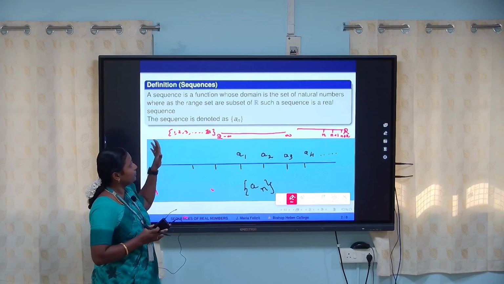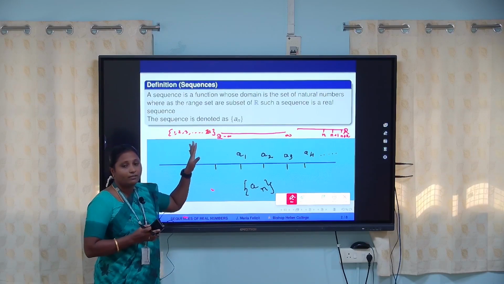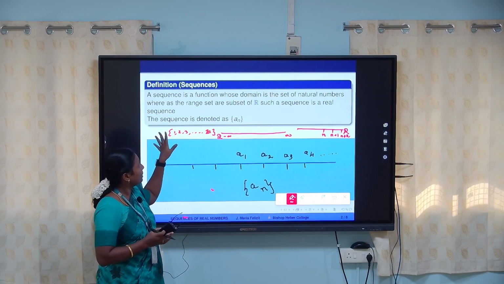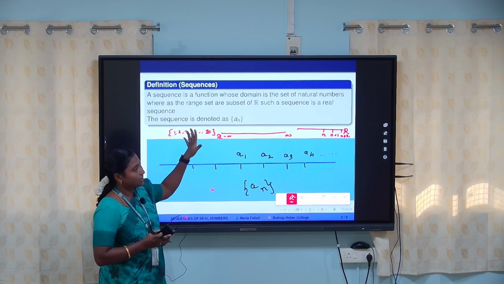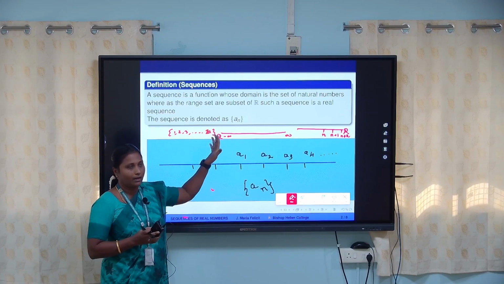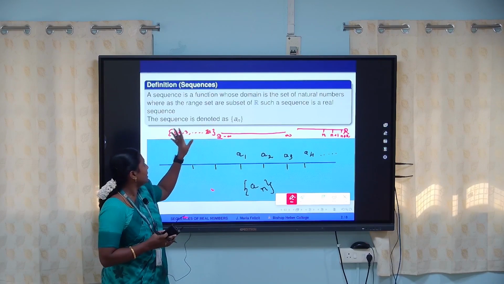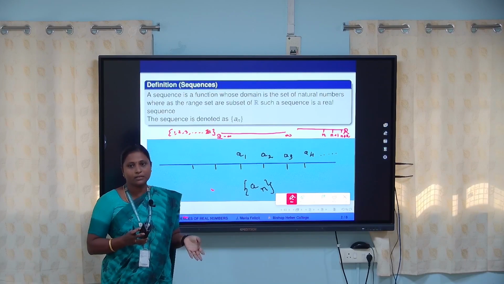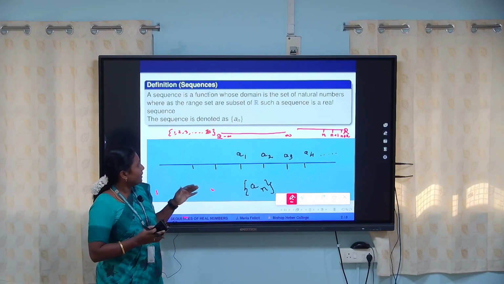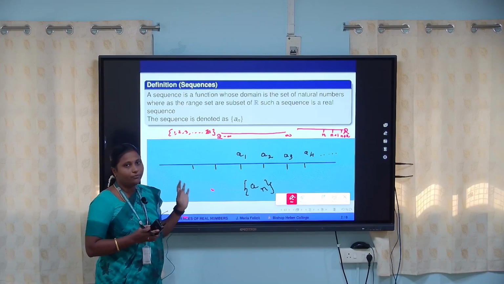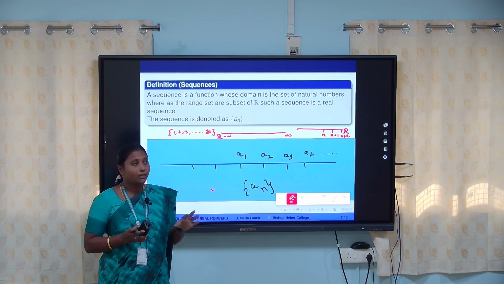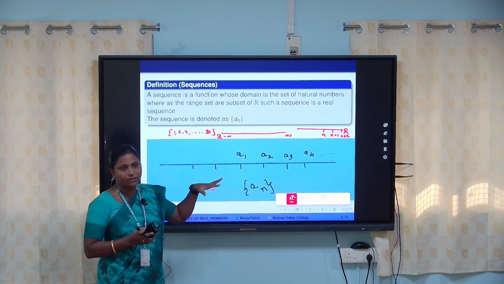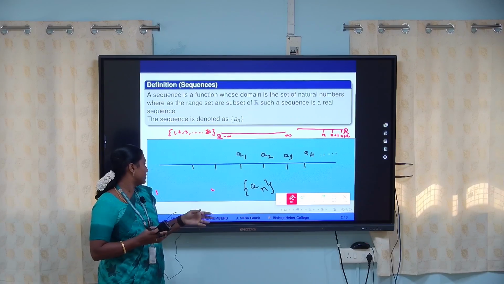So we are going to take the sequence as a function with the natural numbers as domain and the range in a subset of R. This is said to be a real sequence. So sequences may be real sequences, complex sequences, or polynomial sequences. And if you take the sequence an to be 5, that is a constant, it will be a constant sequence. The Fibonacci series is also a sequence.